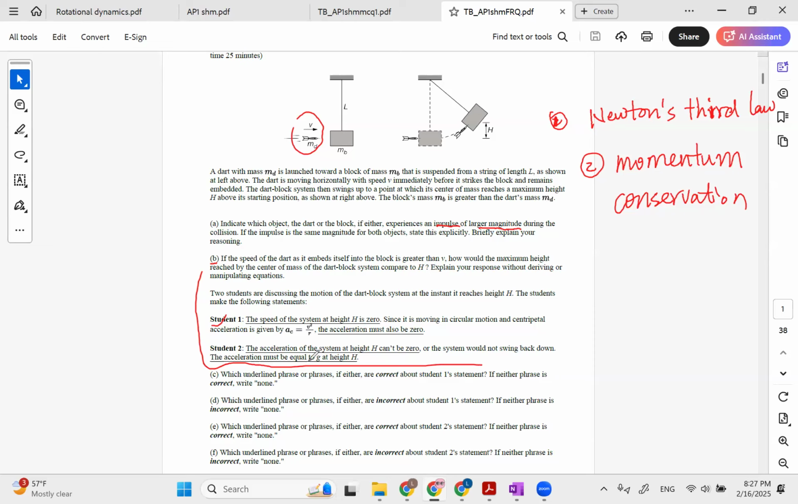Now, is it equal to g? Is it equal to g? No, it's incorrect too, right? Does it make sense? It's not equal to g because in this case, the net force is the vector sum of tension and mg. You got it? Does it make sense? You good?